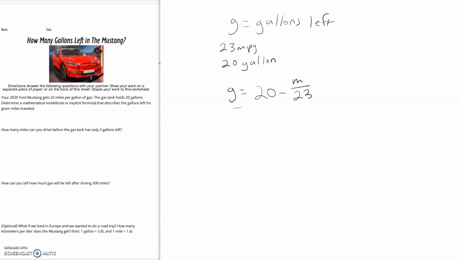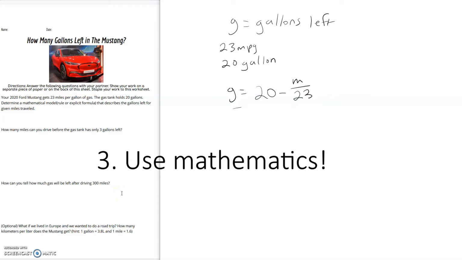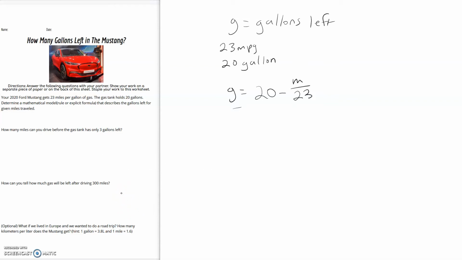Now the next step will be using the model to do some real math. So let's go to the second question to start off. So how can you tell how much gas will be left after driving 300 miles? So let's plug that into our equation here. So gallons left equals 20 minus 300 over 23. So let's do some math.